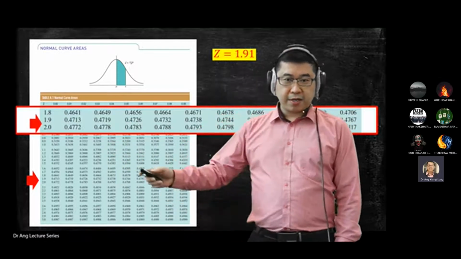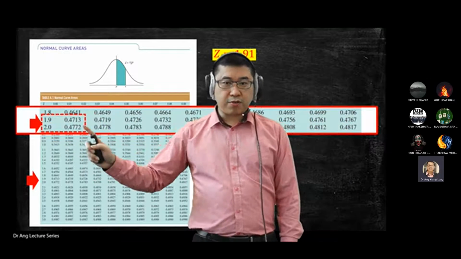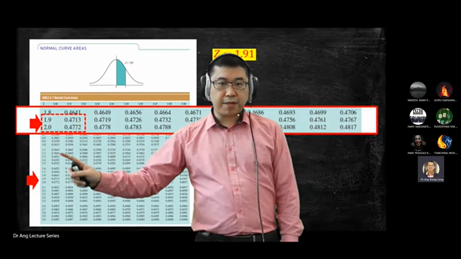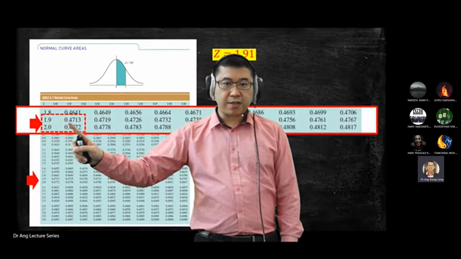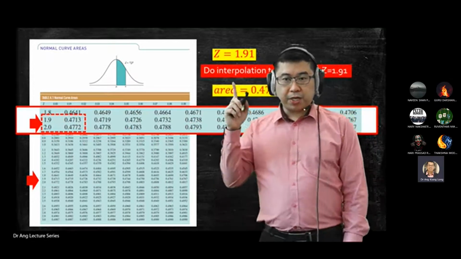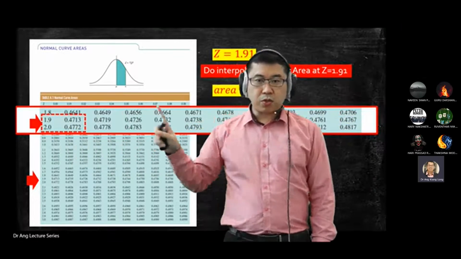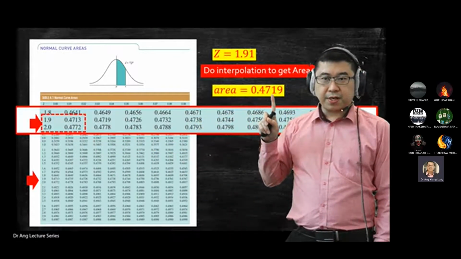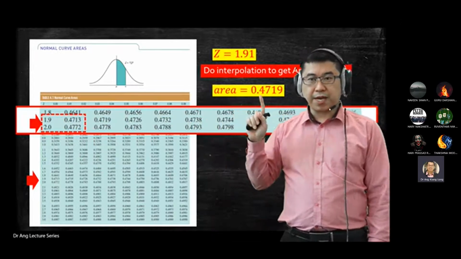All right, so this is the region you focus on in this table. Your 1.91 value is here. You need to find what the value for 1.91 is. So you do interpolation, and you get 1.91 equal to 0.4719. You need to show the interpolation step in the test and final exam.